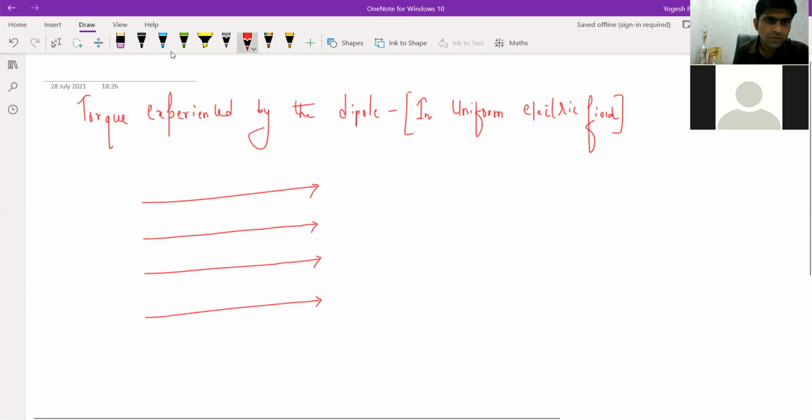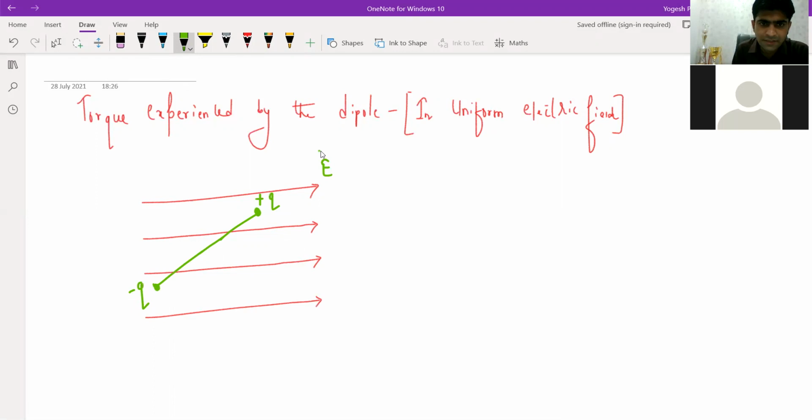Now we are going to keep this electric dipole in this uniform electric field. So here we can write this is minus q charge and this is plus q charge. And this is the direction of electric field. Now we know that the formula for torque is one force, that is either force, into perpendicular distance between these two charges.